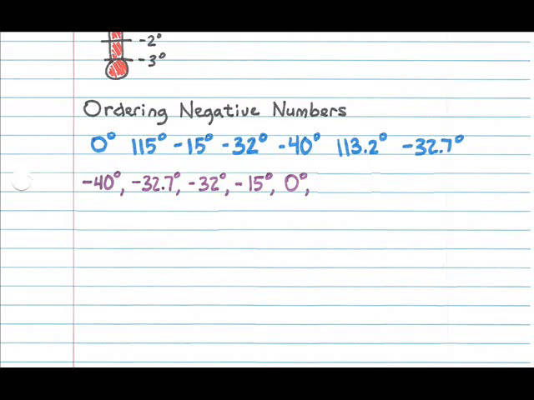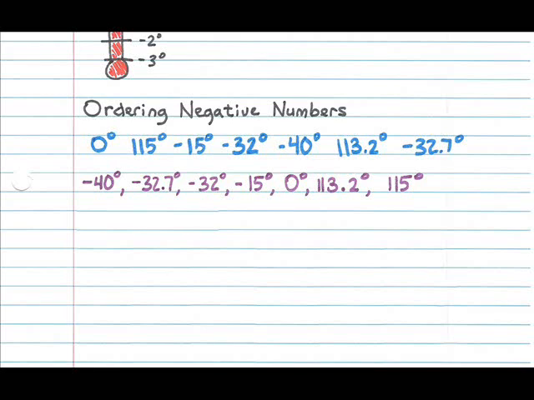So then we look at our positive numbers. We have 115, and we have 113 and 2/10. Well, even though 113 and 2/10 has more digits than 115, it's still a smaller number because 113 is less than 115, and so 113 and 2/10 is our next number, which means our last number is 115, and we have just finished putting all those numbers in order correctly. Okay, so that's ordering negative numbers.